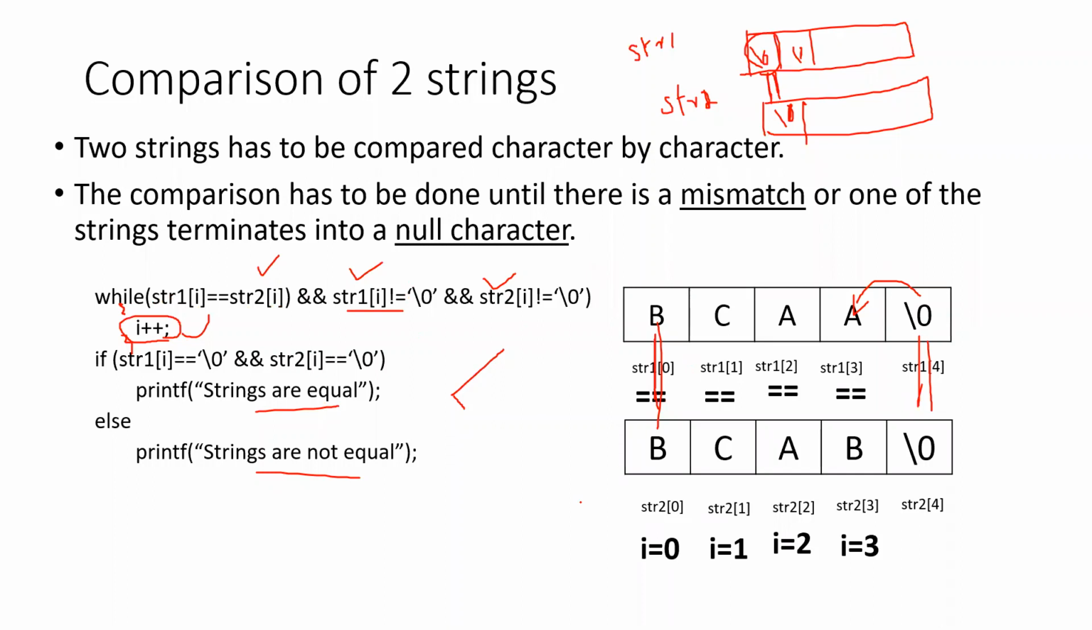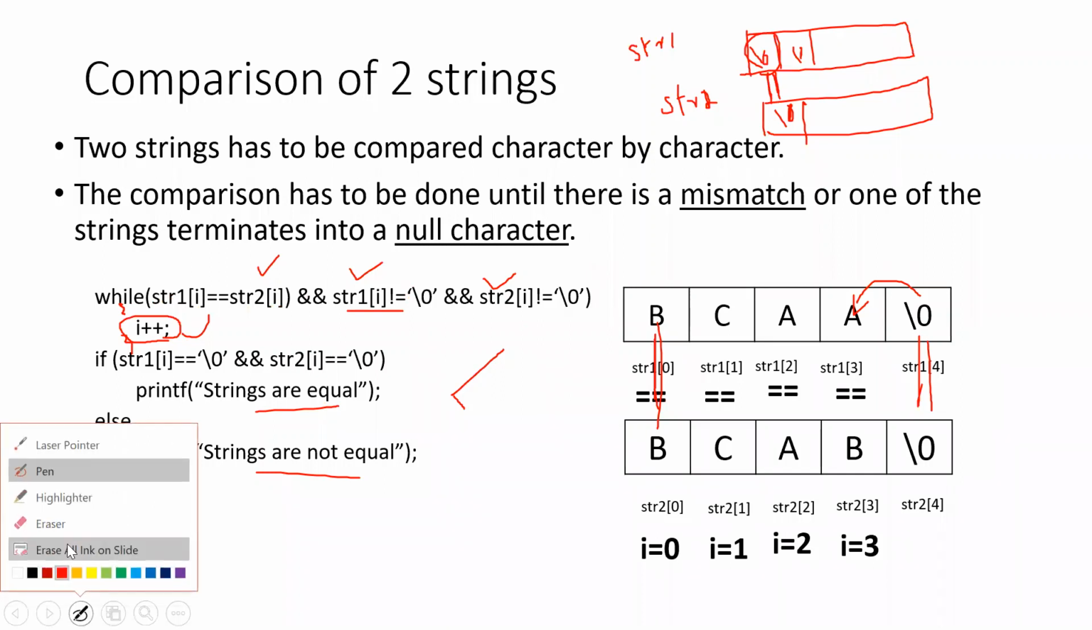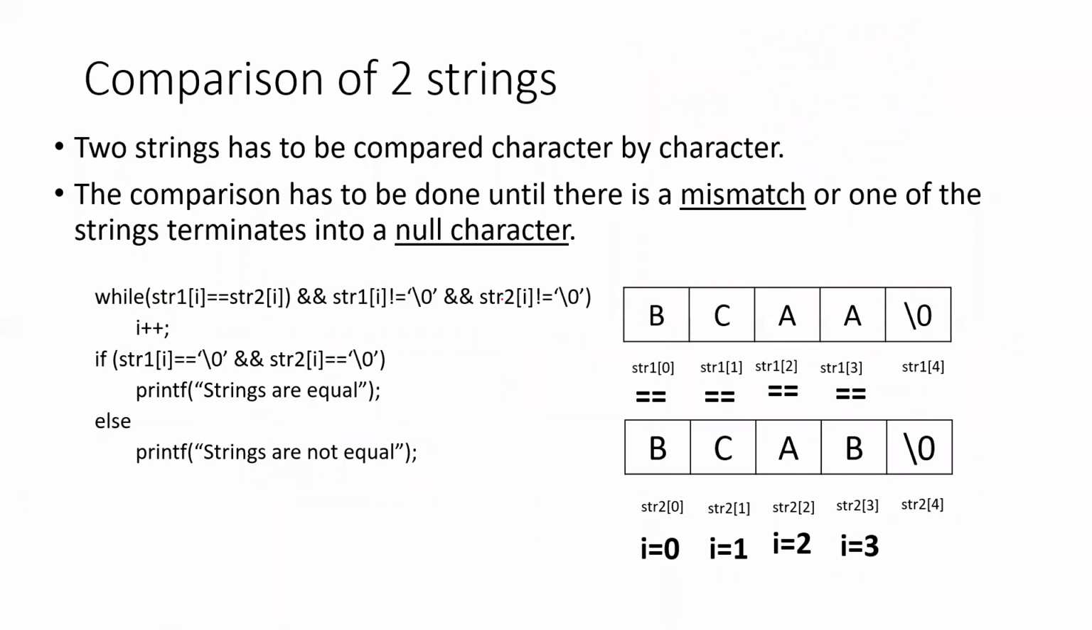If both the string characters are equal, and if this is not equal to null and this is not equal to null, that means we are just checking whether, if unknowingly you have a null character and you find these two null characters are equal, here and here, and you are comparing and seeing that these two are equal, we should not give that the strings are equal. So in order to avoid such an erroneous condition, along with this condition, if both the characters are equal, and if str1 of I is not equal to null character, str2 of I is not equal to null character, then you have to increment I value.